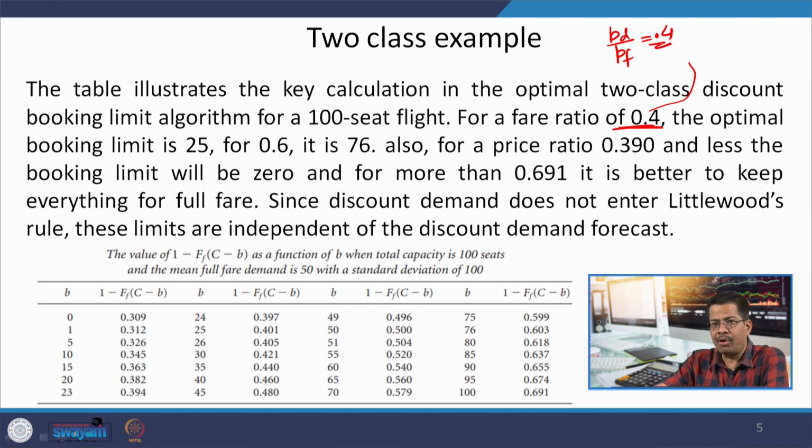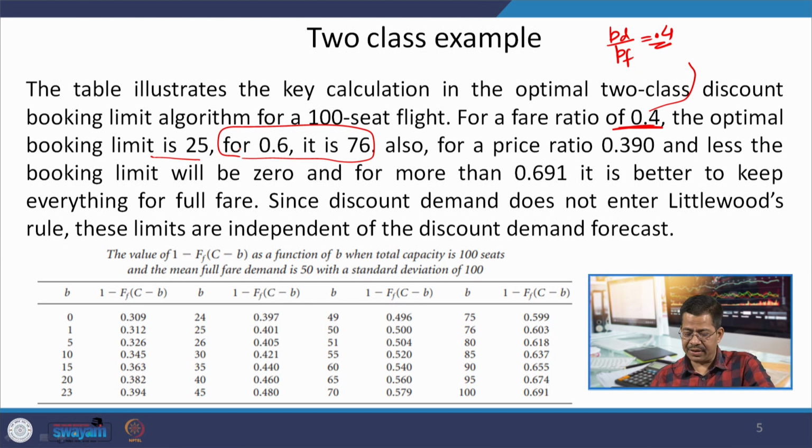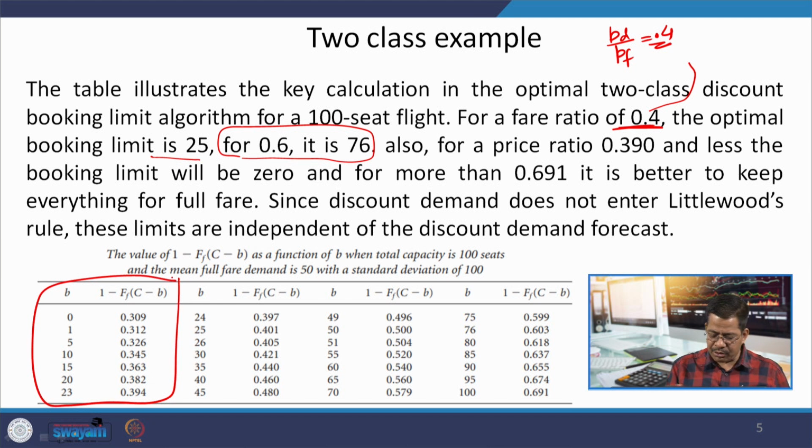For this Pd upon Pf equal to 0.4, the optimal booking limit is 25, and you will do this on your own when you do it for 0.6, for which it is going to be 76. So, we are keeping different types of situations, and let us see what will be the value of B and how this table is executed. So, take the first part of the table, and then you can do these calculations on your own.